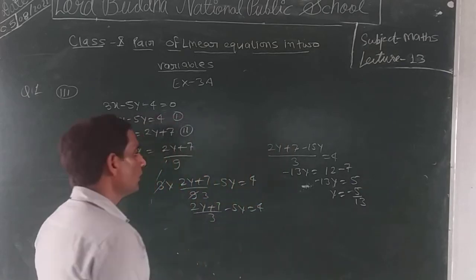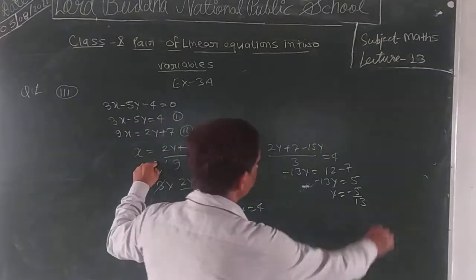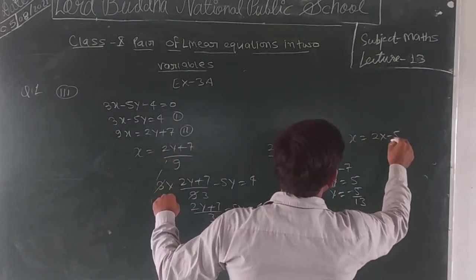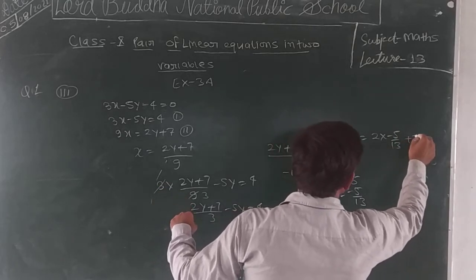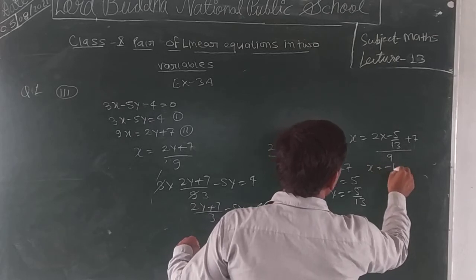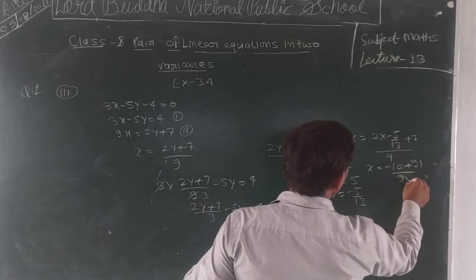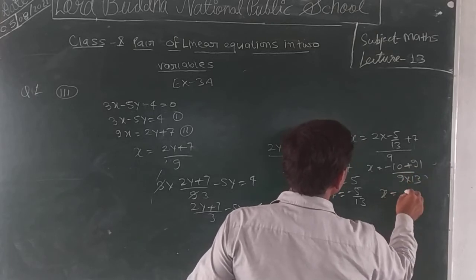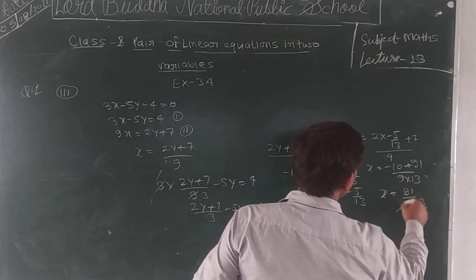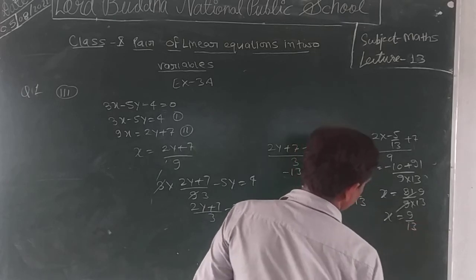Okay. We put the value of y in this relation to get the value of x. We put here x equal to (2 into minus 5 upon 13 plus 7) upon 9. x equal to (minus 10 plus 91) upon 9 into 13. x equal to 81 upon 9 into 13. 9 9s are 81, or x equal to 9 upon 13.